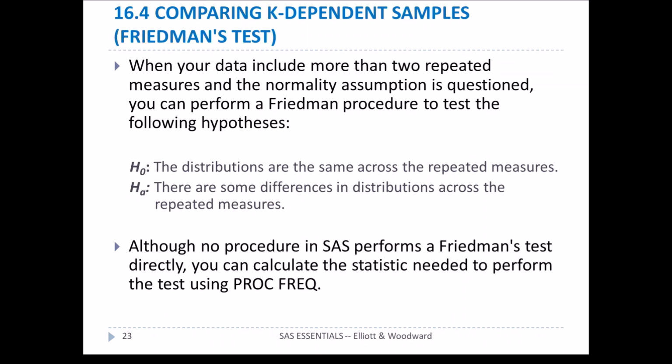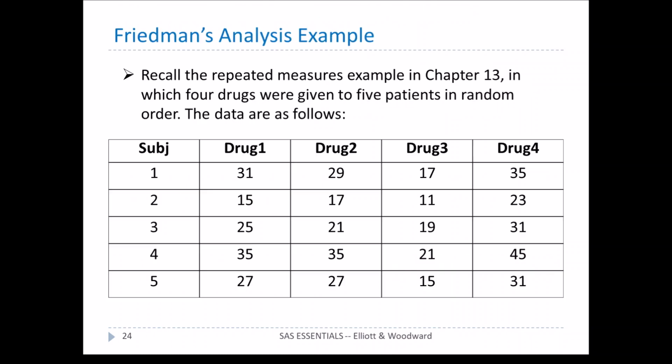Now let's look at comparing k dependent samples, using something called Friedman's test. When the data include more than 2 repeated measures and the normality assumption is questioned, then we can perform what's called the Friedman procedure. The null hypothesis is that the distributions are the same across the repeated measures, and the alternative is that they are different. There's no actual procedure in SAS, no PROC FRIEDMAN, but we can perform it by using a little trick using PROC FREQ. So we'll see how that works.